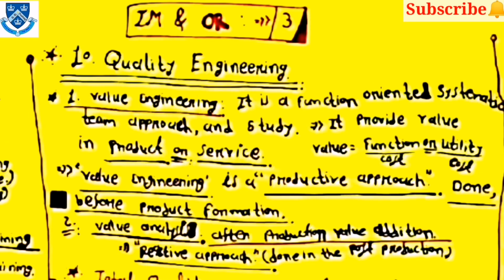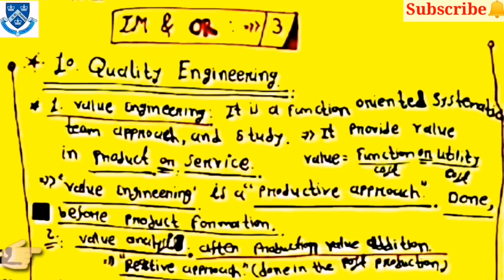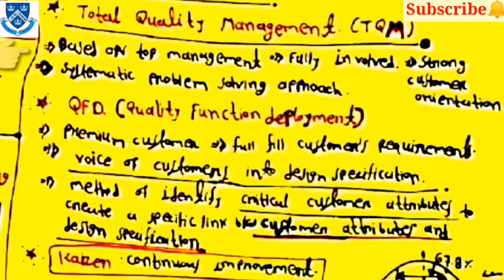Then value engineering is a proactive approach and done before the product formation. Then the second one is the value analysis, and value addition after production is known as the value analysis. Here it is the reactive approach and it is done in the post production process. Then total quality management, TQM, is there. It is based on the top management, then fully involved, then strong customer orientation, then a systematic problem solving approach.